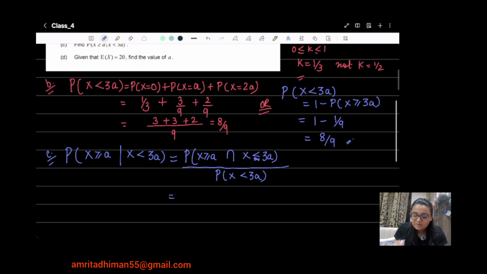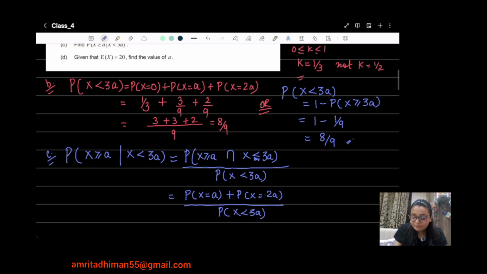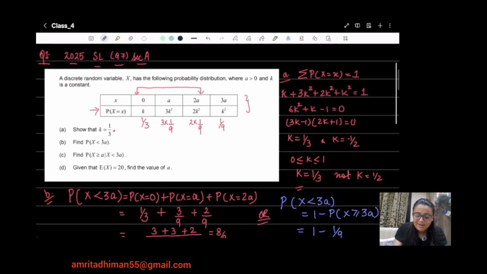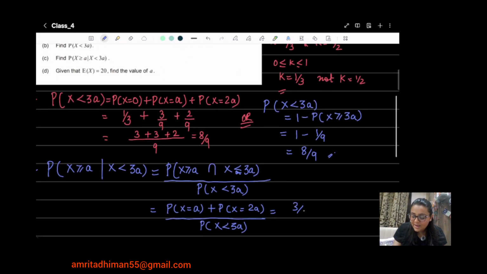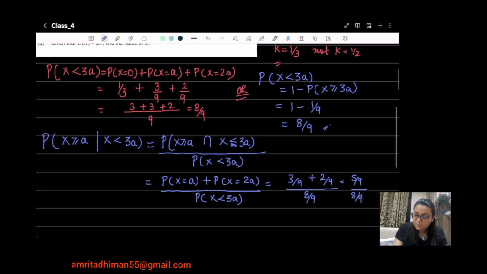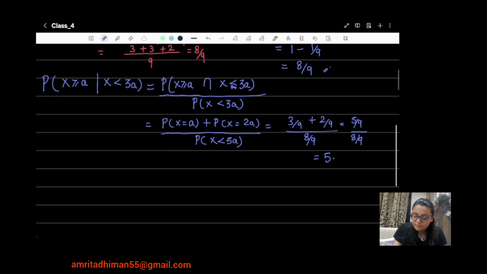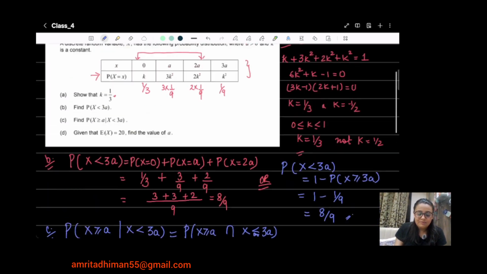So what is the intersection part of greater than or equal to a and less than 3a? It's probability X is equal to a plus probability X is equal to 2a, right? And divided by probability X is less than 3a. For X is equal to a, we have a probability 3 by 9, and for 2a we have 2 by 9, and here I am getting 8 by 9. So it is 5 by 9 divided by 8 by 9. So I am getting 5 by 8. In this way we will solve the C part.